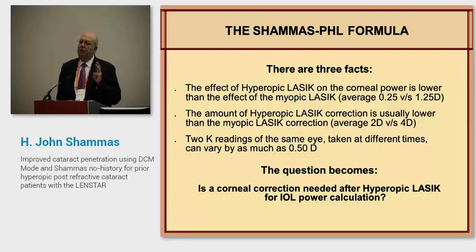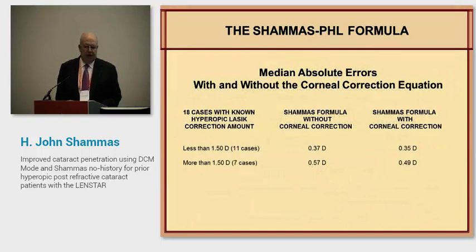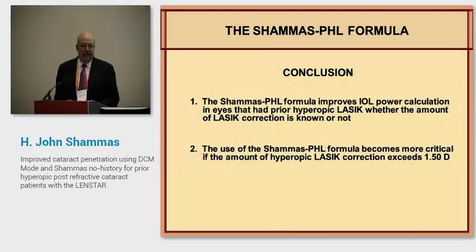And there is a third fact that we always have to take into consideration. Two K readings of the same eye taken at different times with the same machine, any machine you want, can vary by as much as half a diopter. So the question becomes, is a corneal correction needed after hyperopic LASIK for our power calculation? We looked at the median absolute error with and without the corneal correction equation. We found that if the correction was less than 1.5 diopters, the difference between the two was very, very minute. While if it is over 1.5 diopters of correction, the median absolute error dropped from 0.57 to 0.49.